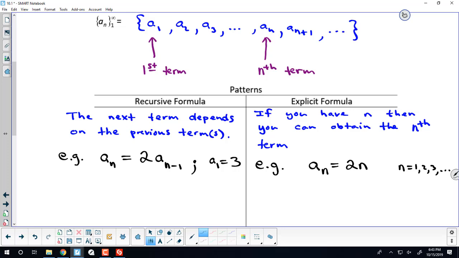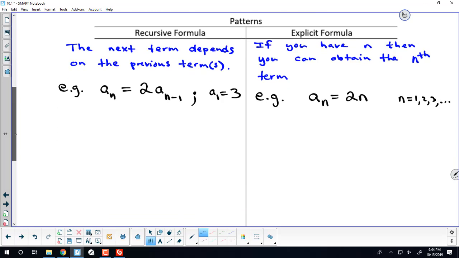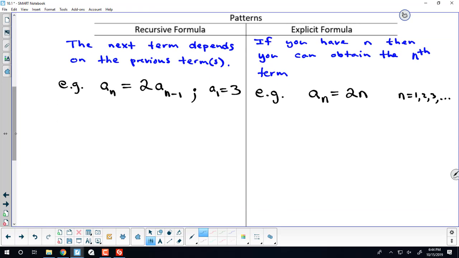That's not defined explicitly. Explicitly means I can ask, what is the 100th term, and you can immediately tell me what it is. With a recursive formula, since each successive term is built off the previous term, to know the 100th term you need to know the 99th, and to know the 99th you need to know the 98th, and so forth. Those are the two ways we see sequences defined.